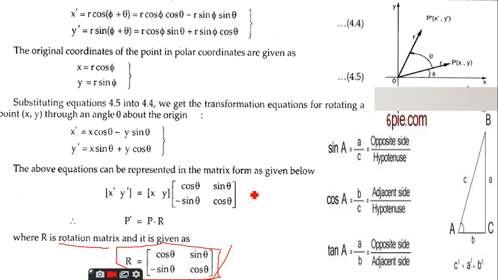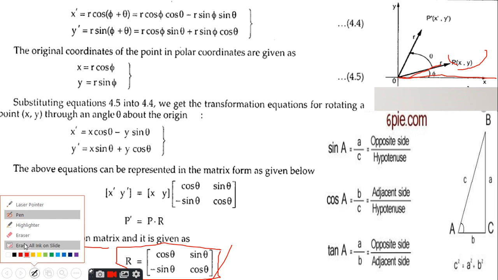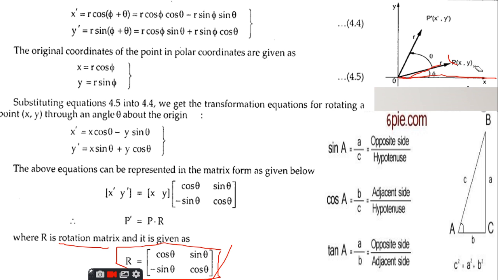Consider this diagram, which we are going to use. The same thing: phi is the initial angular position from the horizontal, r is a constant distance from the origin, and P is the initial point of the two-dimensional object. Now we have to rotate that point by an angle theta at the same distance from the origin.